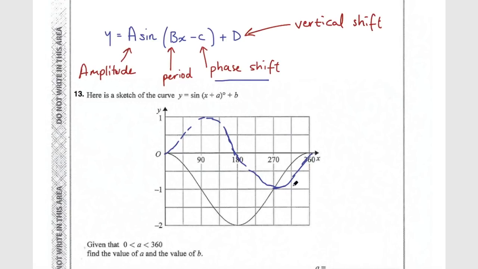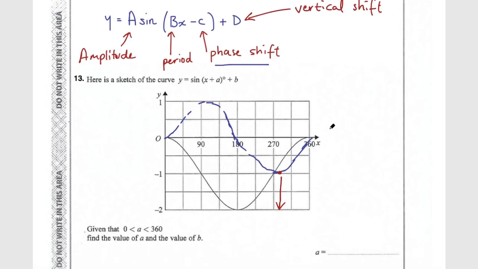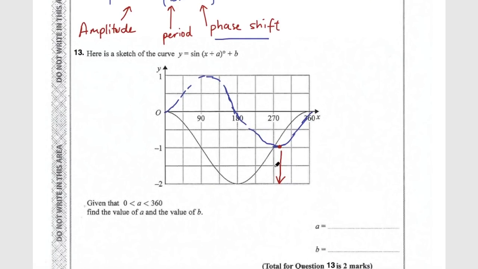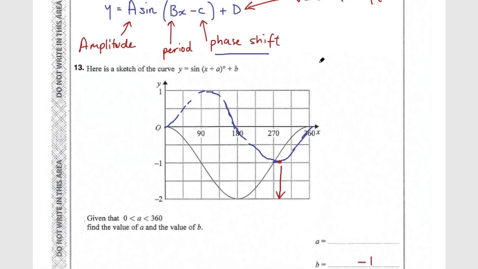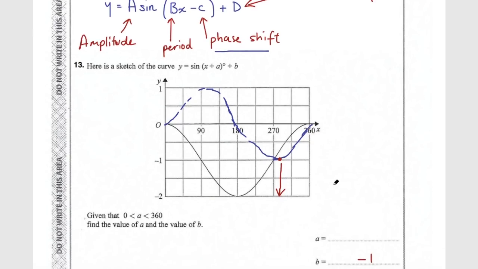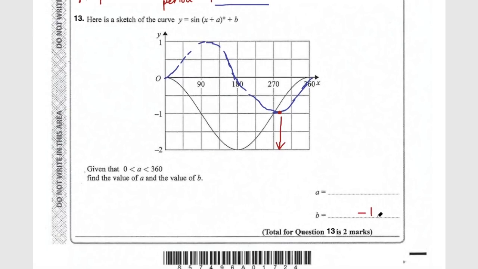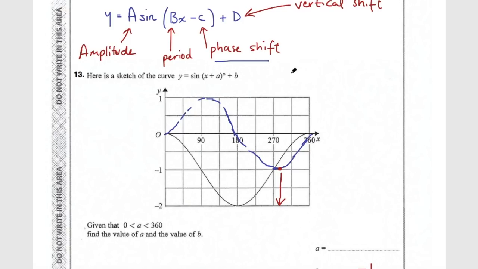So this point, it has shifted down by 1. So where it was usually at -1, it's now at -2. So that will tell us the vertical shift. It's gone down 1, so we can say that B will be -1. As I said, the vertical shift isn't as complicated. If it went up 1, you just say it's +1. So the vertical shift isn't too bad.